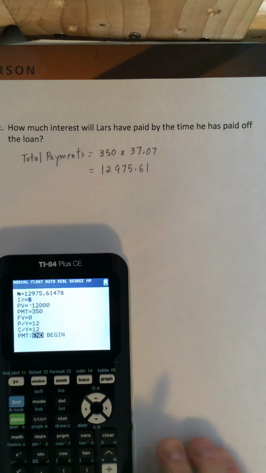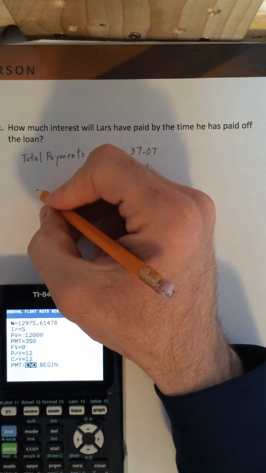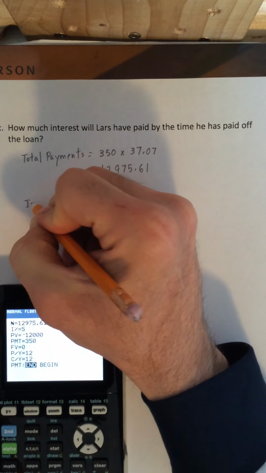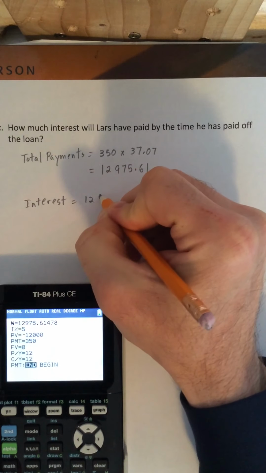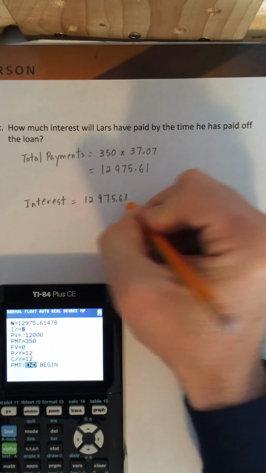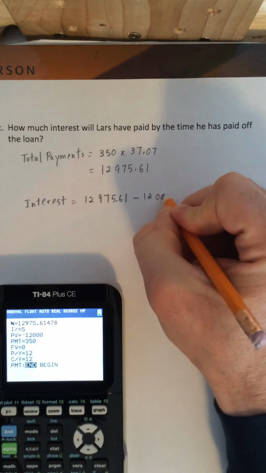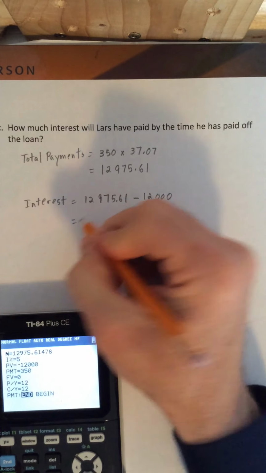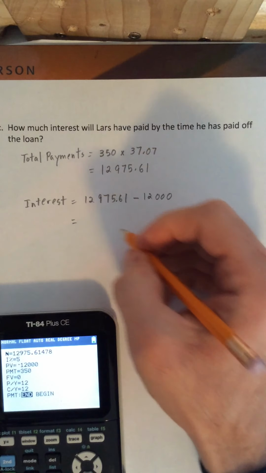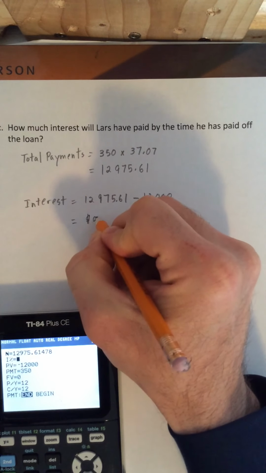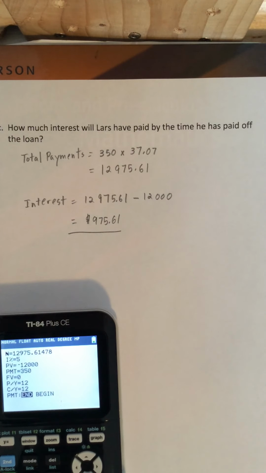And this will give me that his total payments are $12,975.61. Now, if I want to find what the interest is on this, all I would have to do is take these total payments, which is $12,975.61, and subtract what he borrowed, which was $12,000. So $12,975.61 minus $12,000 is $975.61. So this would be the total interest that Lars pays.